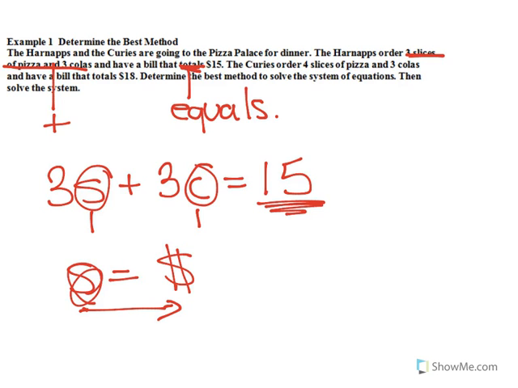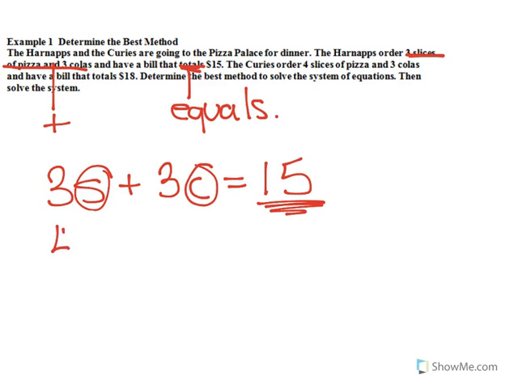So now the Curies order 4 slices of pizza and 3 colas and have a bill that totals $18. So we have the same clues as before, but now we have 4 slices of pizza plus 3 colas, which equals $18. So now we have our systems of linear equations. Determine the best method to solve the systems of linear equations, then solve the system.